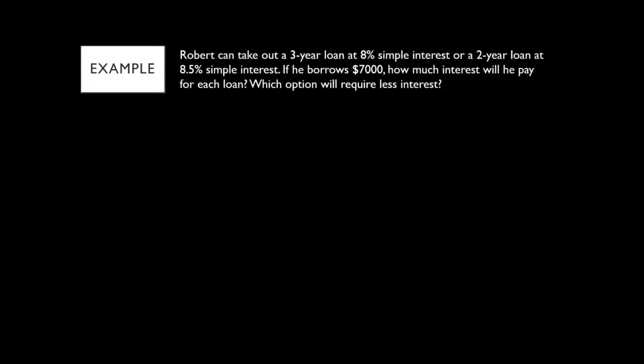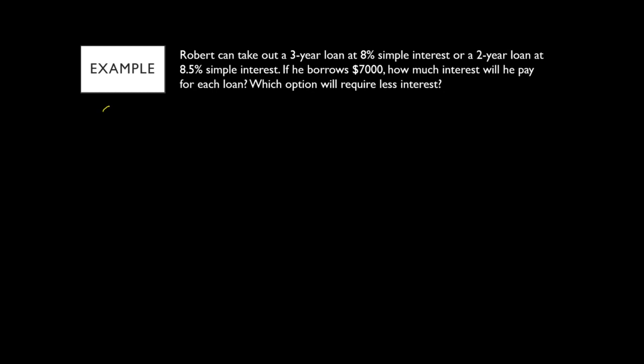So this first one here: Robert can take out a 3-year loan at 8% simple interest or a 2-year loan at 8.5% simple interest. If he borrows $7,000, how much interest will he pay for each loan, and which option will require less interest? This is a very useful kind of thing when you're thinking about loans. It's understanding how you're finding how much interest costs, so you can compare loans of different lengths and different percentages.